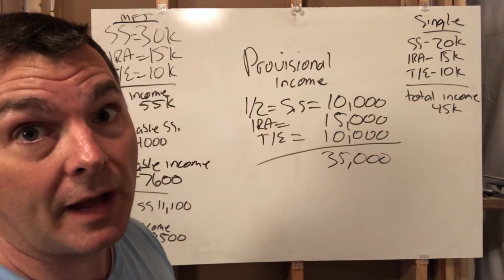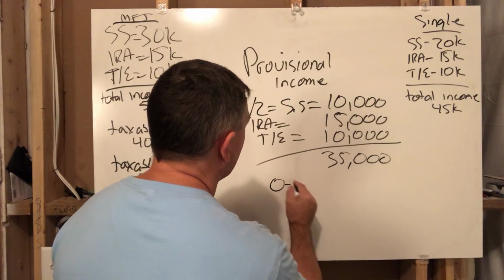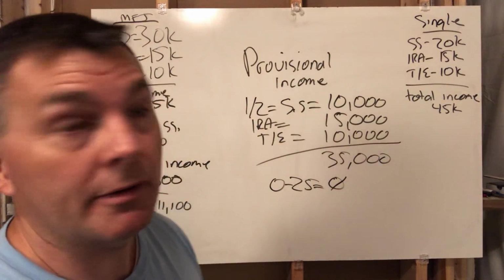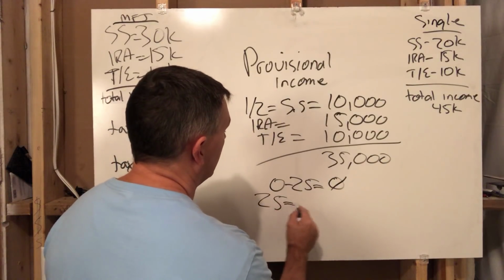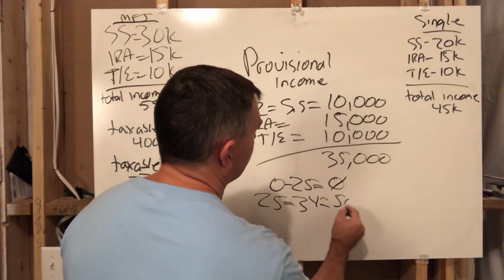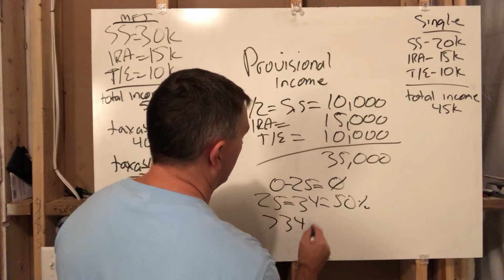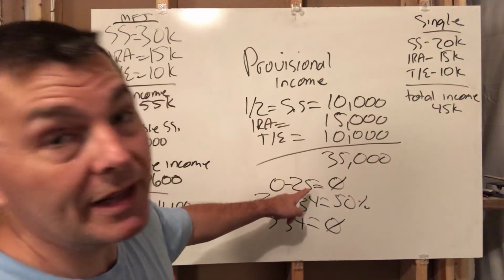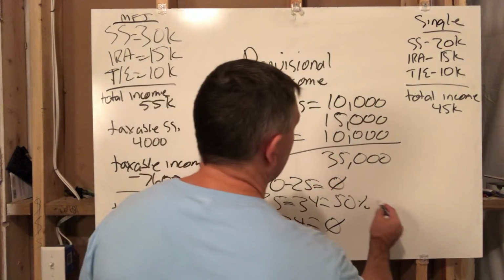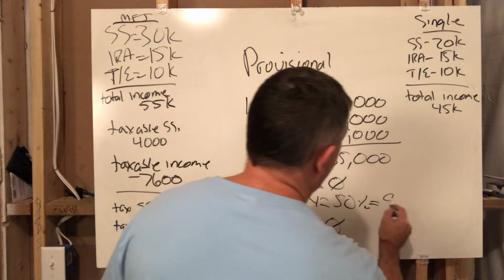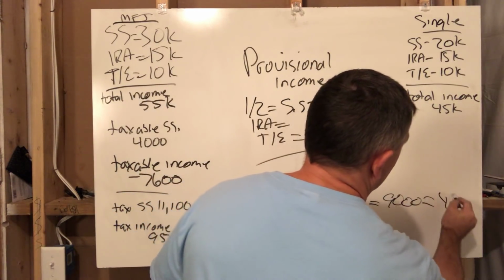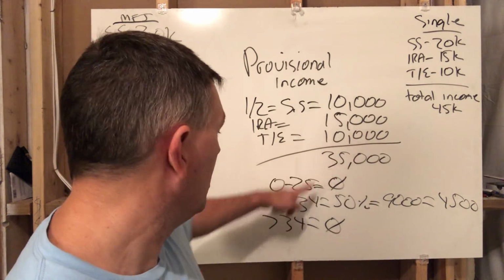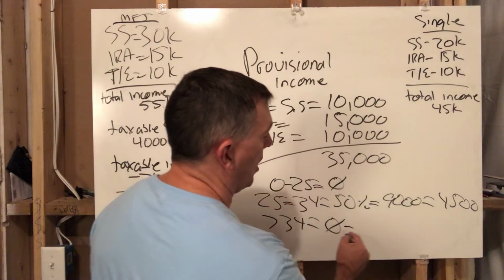In this case, 10 plus 10 is 20, plus 15 is $35,000, which is her provisional income. Now, what we do is we take 0 to 25, which is not subject to income tax whatsoever. 25 to 34, half of that is subject to income tax, and anything above 34, 85 percent is subject to tax. So here we've got $35,000. The first $25,000 is free of any taxation. The next, in this case, $9,000, half of that is subject to tax. Now we have anything above $34,000, which is $1,000.